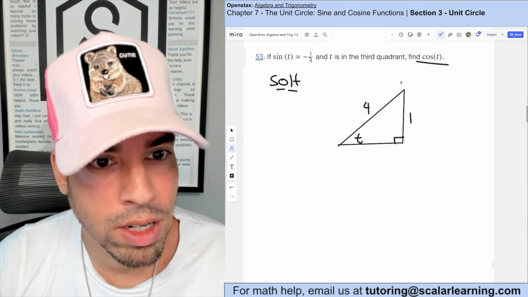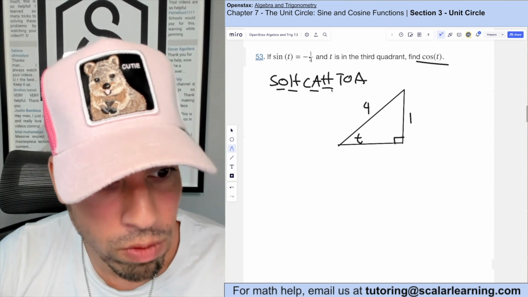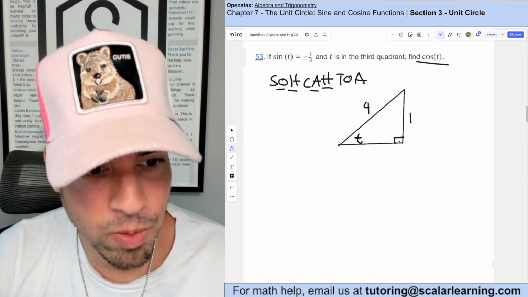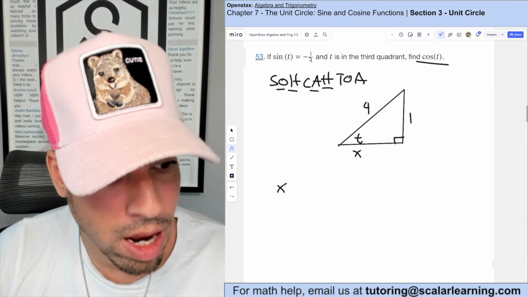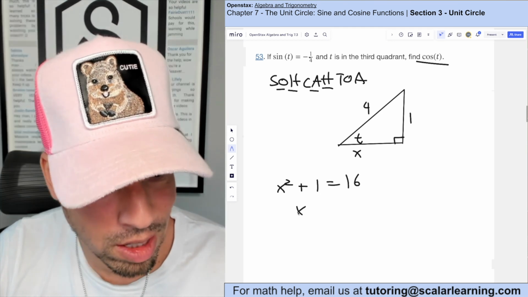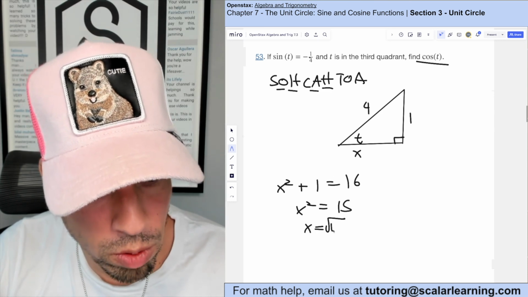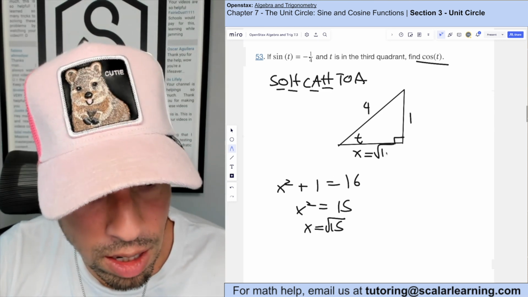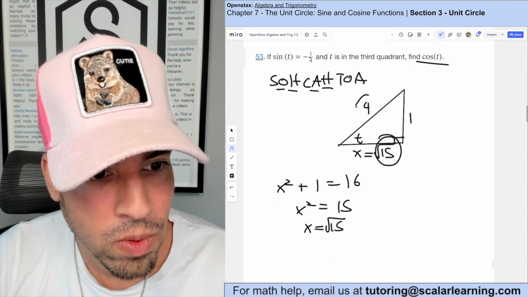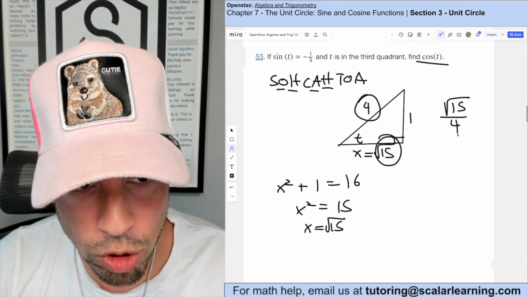Now we're trying to find cosine of t, but cosine is adjacent over hypotenuse, and I don't know what the adjacent side is. Let's use Pythagorean's theorem to figure that out. If this is x, I know that x squared plus 1 squared, which is 1, equals 4 squared, which is 16. X squared equals, subtracting 1 from both sides, 15. X equals the square root of 15. So now we have this side. When I'm trying to find cosine of t, it's adjacent over hypotenuse, so it's radical 15 over the hypotenuse, which is 4.